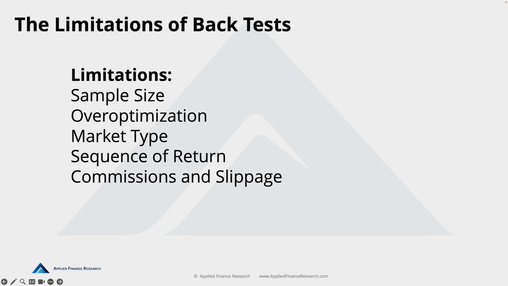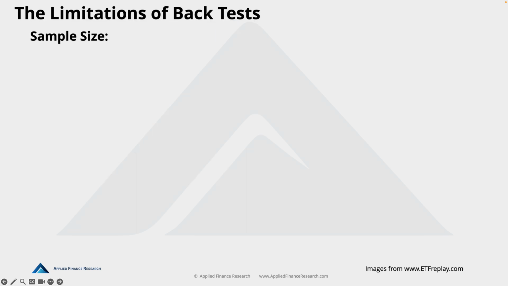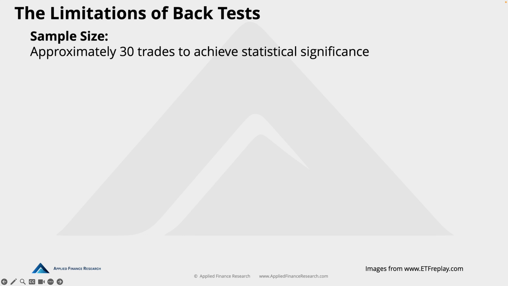So now that we've identified these, let's talk about how to overcome them. Let's start with sample size. So generally, we need a minimum of approximately 30 trades to achieve any type of statistical significance. For me personally, I'd prefer to see a minimum of 100 trades.